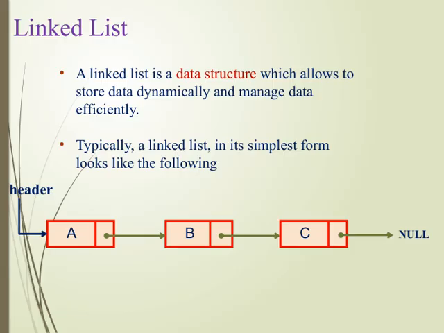Typically, a linked list in its simplest form starts with a null reference, indicating the end of the list, and then has a header, which is like the starting point of our list. Throughout this presentation, you'll see how this structure helps us handle data more effectively, especially when compared to other data structures like arrays. Understanding linked lists gives us a foundation for exploring more complex data management techniques later on.